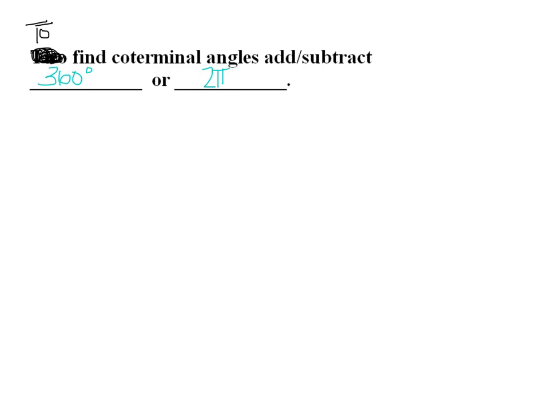So let's go ahead and look at an example of each. Let's say I'm given an angle of 100 degrees. I would ask you to find, for instance, one positive and one negative coterminal angle. So all we're going to do is take the original angle and add 360. If I add 360, I get 460 degrees. So this would be considered my positive coterminal.